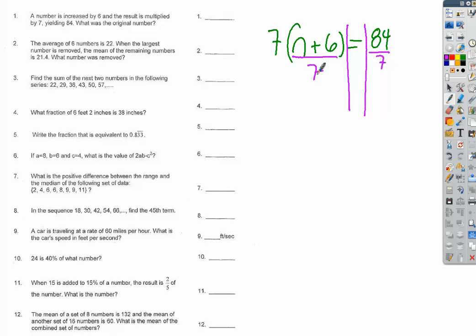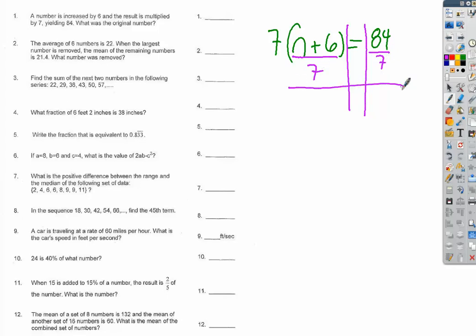1. A number is increased by 6. So a number is increased, that means add. And the result, so that means this is one piece, is multiplied by 7, yielding, that means equals, 84. So we're finding n. This is just a simple solution of a linear equation. So what's the opposite of multiplying this stuff by 7? Dividing by 7. Divide by 7.